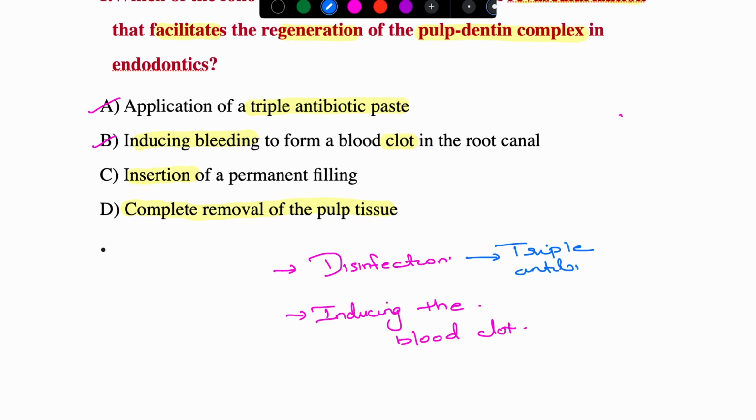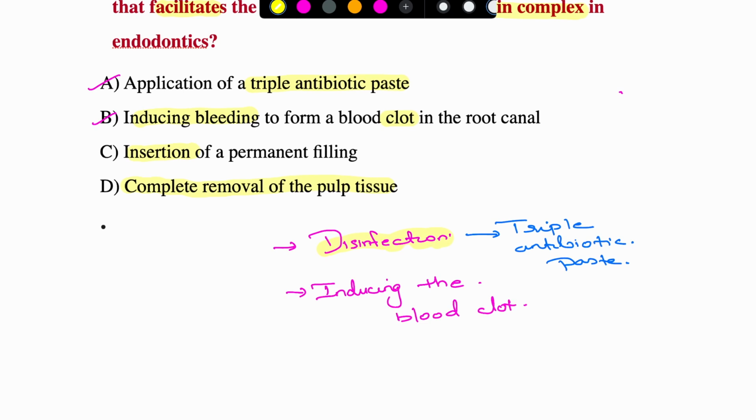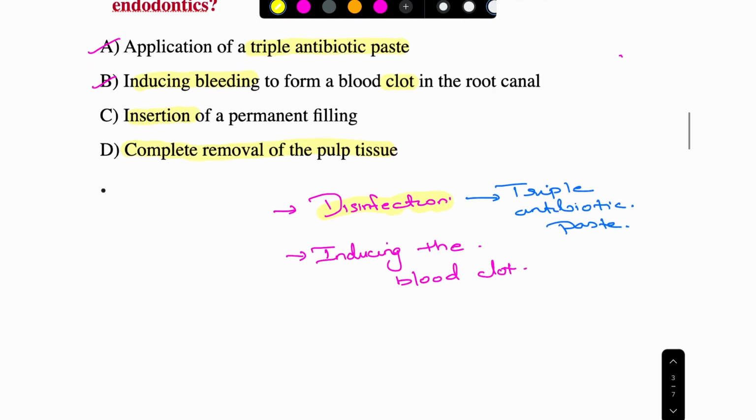Now when I'm discussing this, I'm discussing based on standard references. Okay, so triple antibiotic paste, this is from Cohen. And please note one more thing just to add here, for disinfection, please understand that this is done everywhere, isn't it? Though we are using different materials, disinfection is definitely a step in any endodontic procedures you do, not just in revascularization. But inducing the blood clot is something which is different. This you don't do, you know it, right?